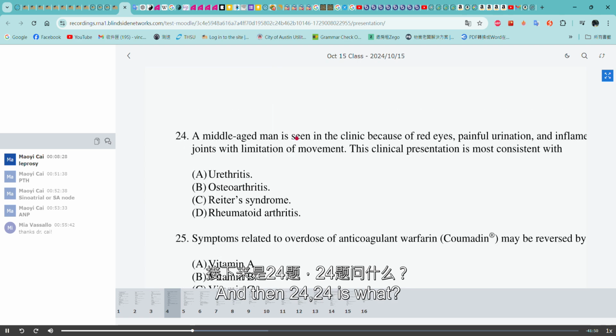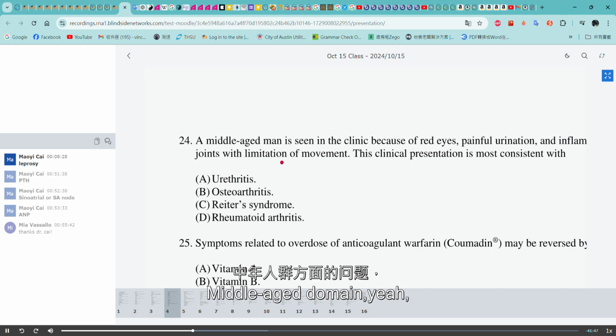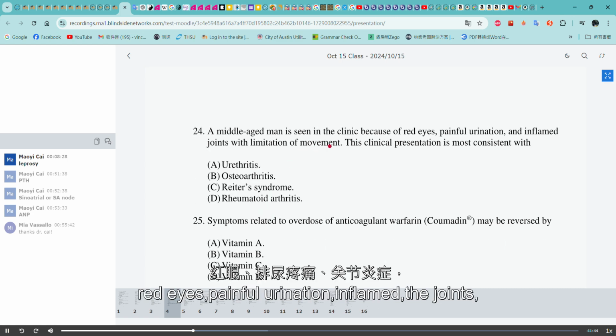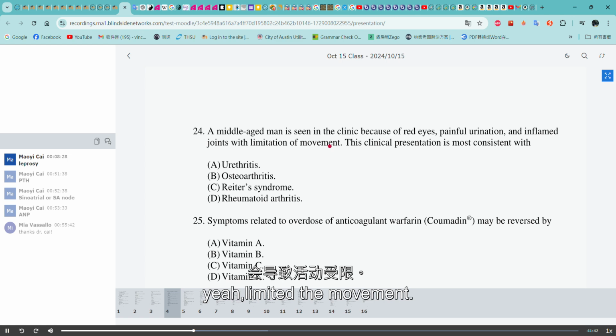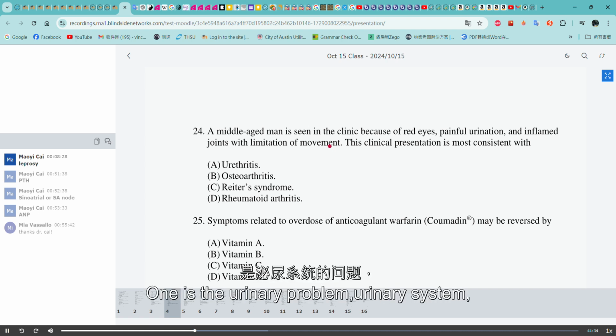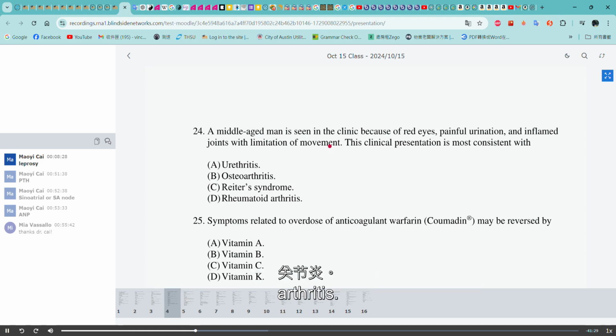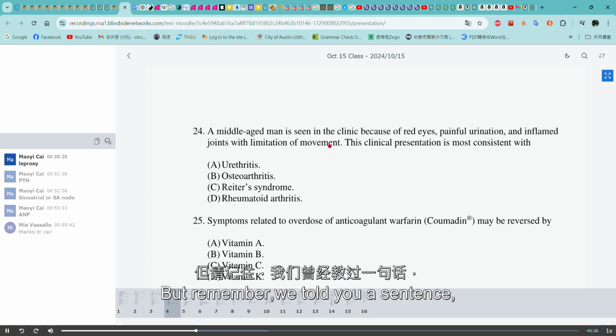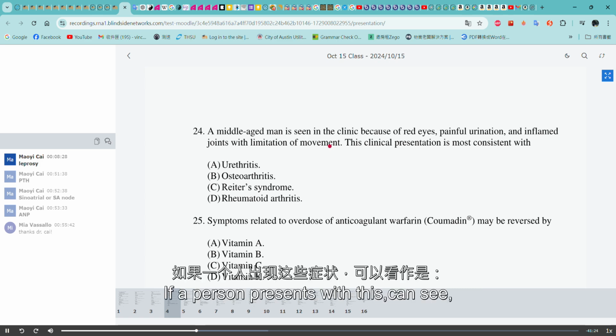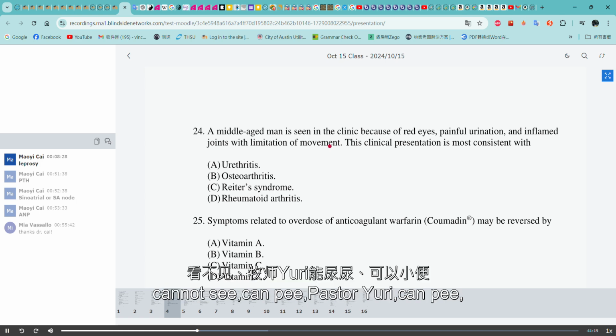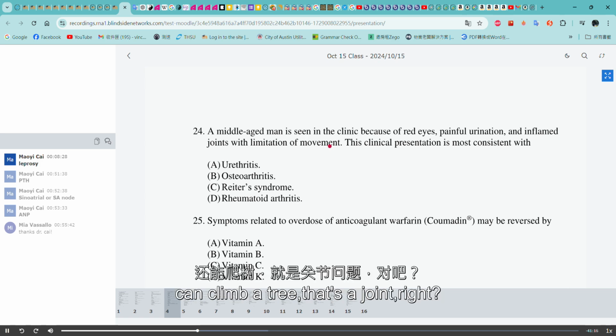And then 24. What is 24? Middle-aged man, red eyes, painful urination, inflamed joints, limited movement. It sounds like it's not related. One is an eye problem. Another is a urinary problem, maybe UTI. And the other is about joints, arthralgia, arthritis. But remember, we told you a sentence, if you can remember. If a person presents with this: can't see, can't pee, can't climb a tree, that's a joint, right?